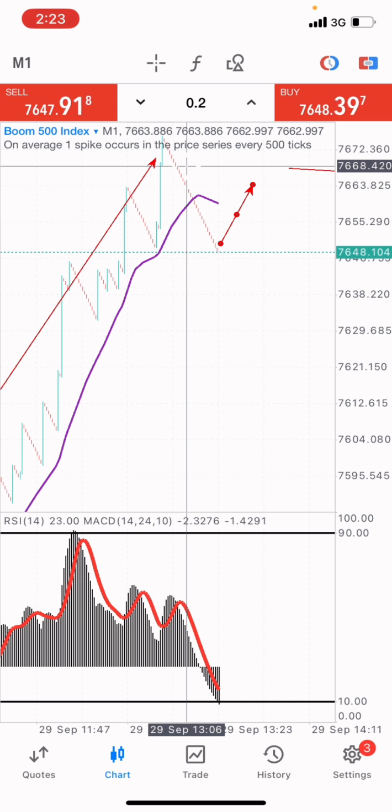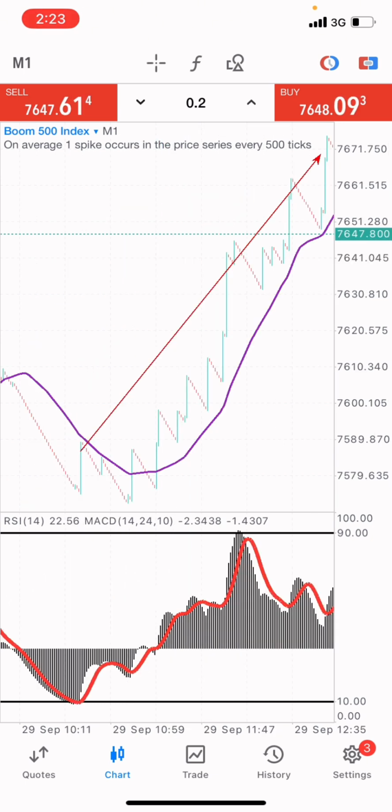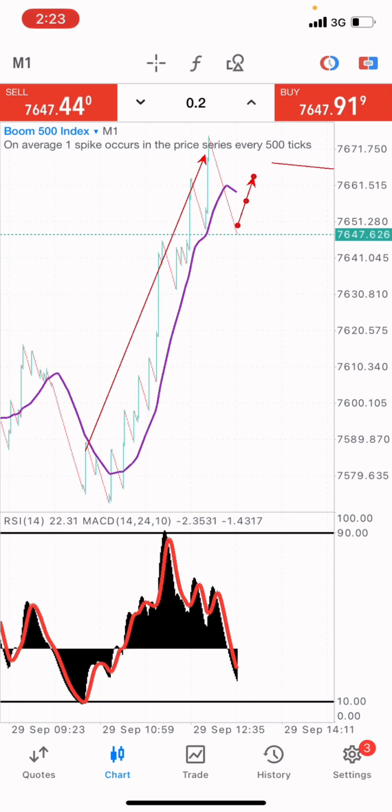So you're not looking for a sell entry because the MACD just got to the level of 10 of the RSI. So from any given point in time from this moment, the market will buy. I hope you understand what I'm saying to you guys. Technical analysis is the best when it comes to trading the crash and boom markets. Proper analysis, you will always win in this type of markets. So I hope you understand what I've said to you guys.